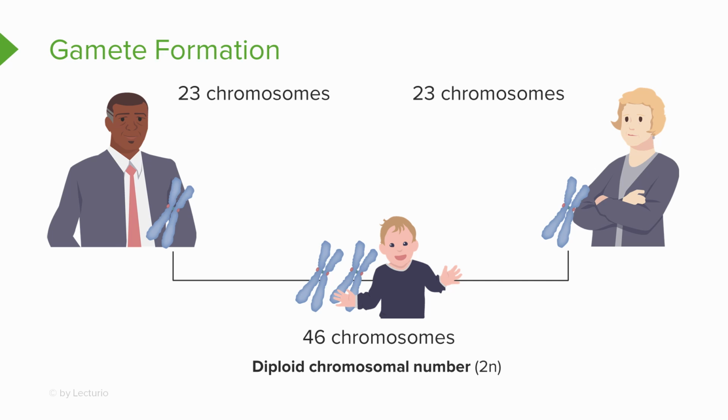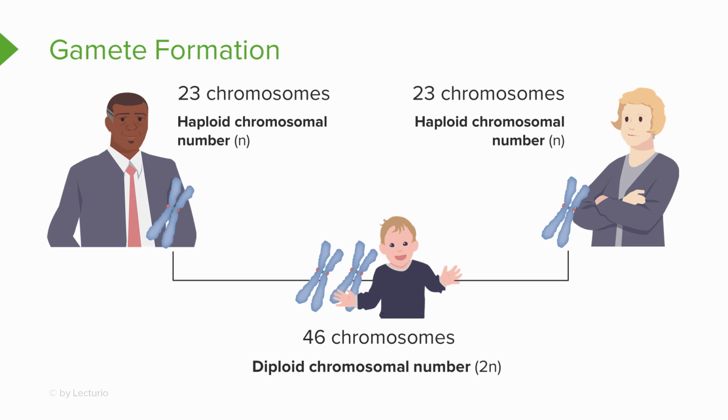Gamete cells are different from our body cells in that they only have 23 chromosomes, or our haploid chromosome number, because it is half of the 46 chromosomes found in the rest of the body. In our gametes, we only have one member of the homologous pair. Formation of these haploid cells is going to require a process known as meiosis.